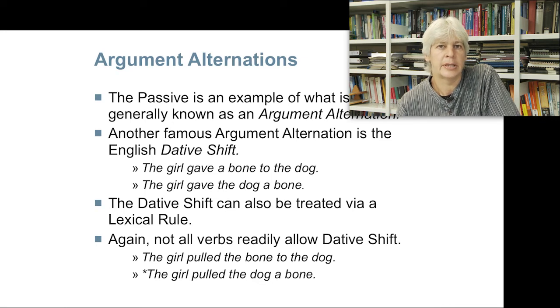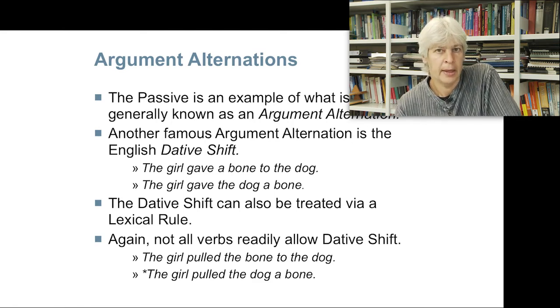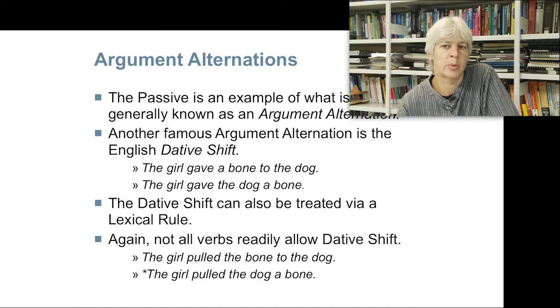It's a lexical rule because, again, not all verbs readily allow for dative shift. Things like the girl pulled the bone to the dog is good, but the girl pulled the dog a bone is not very good. There's a long literature, or a large literature on this as well. It used to be the case that people thought that some of these verbs just categorically did not allow for dative shift, but there's been more work recently by Joan Bresnan and several co-authors where she did many, many corpus studies, and she showed it really depends on several factors, whether you have pronouns, the context, etc.